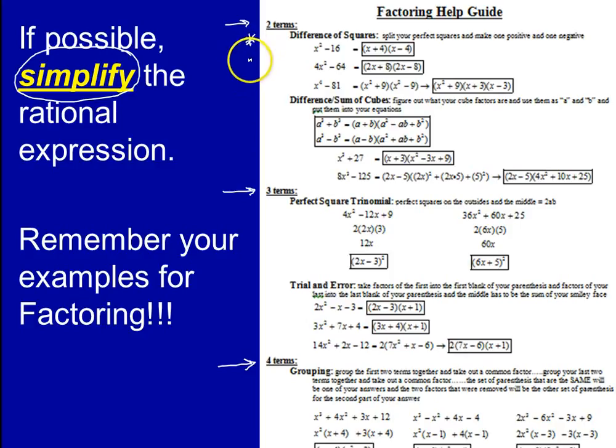So if I gave you x squared minus 16, I'd break that up into x times x and 4 times 4. One has to be positive, one has to be negative. 4x squared minus 64. 4x squared is 2x times 2x. 64 is 8 times 8, so it'd be 2x plus 8 and 2x minus 8.